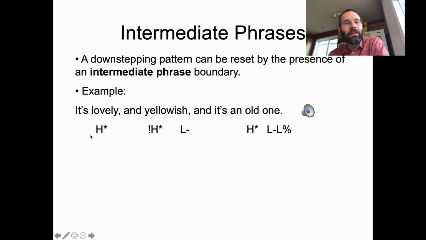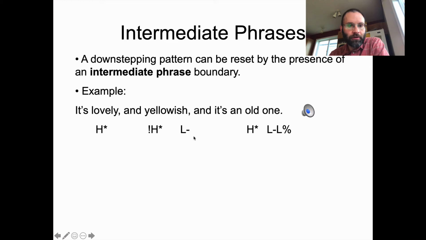So we have an H star on lovely, a downstepped H star on the first syllable of yellowish, and then there's kind of this dip in F0 and a bit of a pause which we're going to signify with this notation here. I'll explain that in a second. The important part to keep in mind for now is we kind of get a break here and then we reset so that when we get to an H star on old, it's back up again. It's going to be higher in F0 than the downstepped H star we got for yellowish. It's lovely and yellowish, and it's an old one.